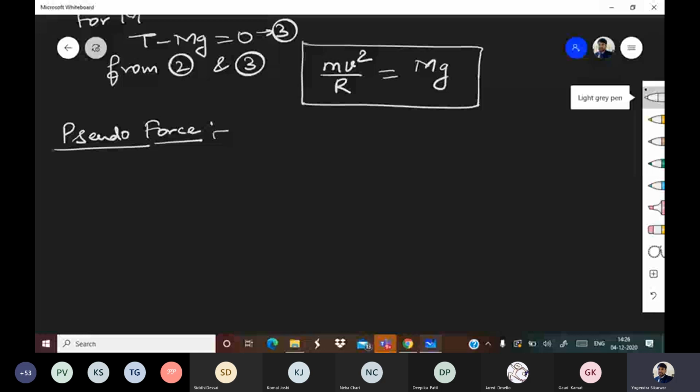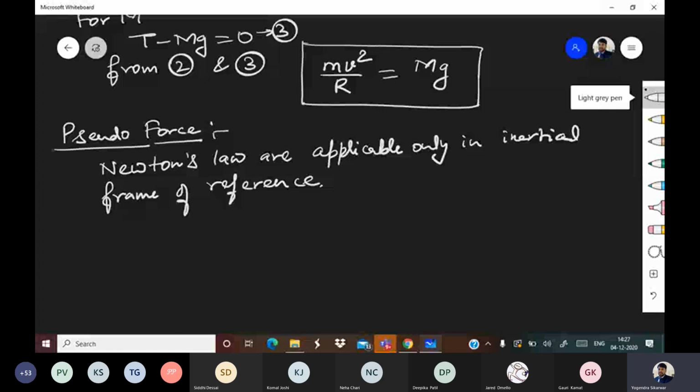So please note that Newton's laws are applicable only in an inertial frame of reference. Now people said, "Sir, what is this inertial frame of reference?" Newton said, "Yes, your question is valid. Let me answer it."